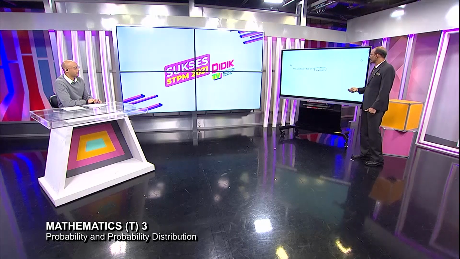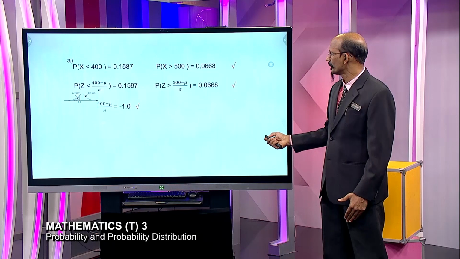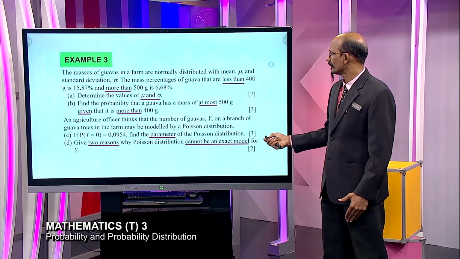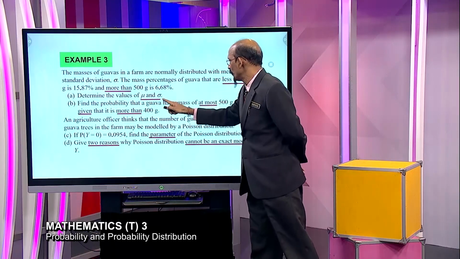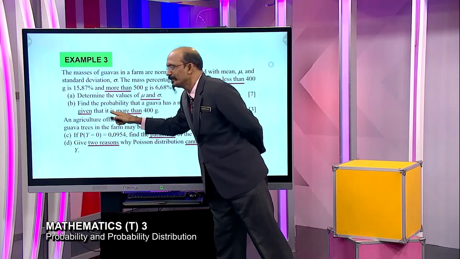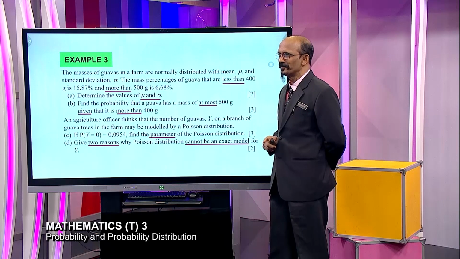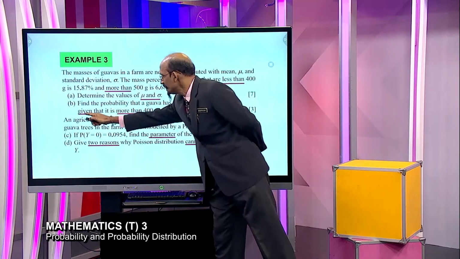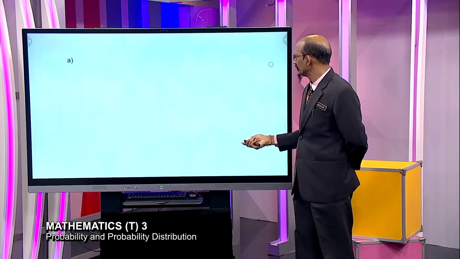In part B, we are asked to find a probability. If I go back to the earlier part, I just want to show you, Sean. Find the probability that a guava has mass of at most 500 grams, given that... if you still remember just now, I used the word conditional. Given that, so this is a conditional statement.